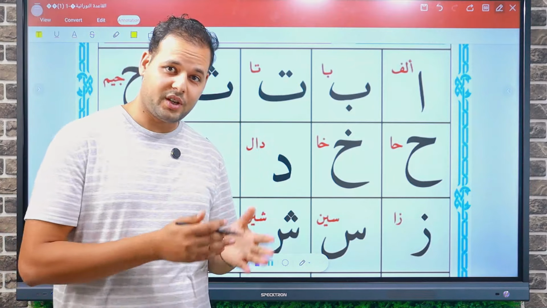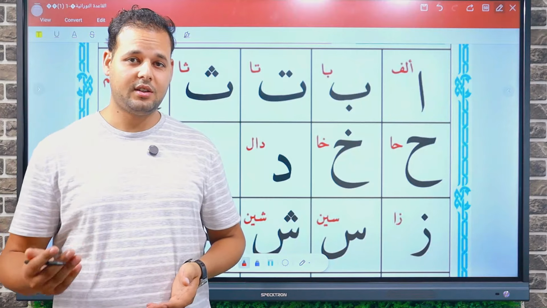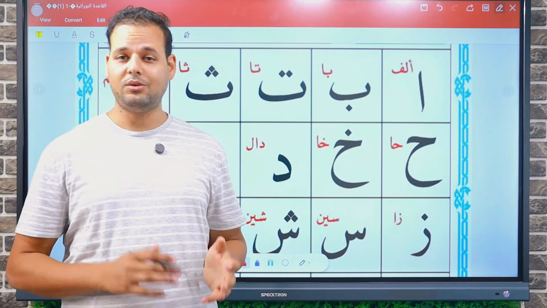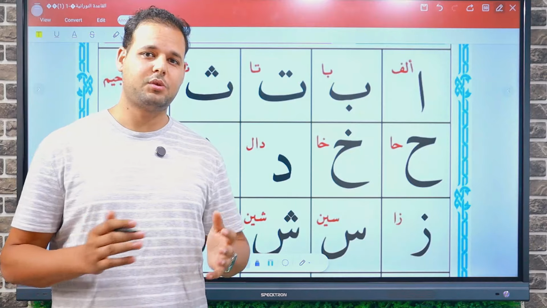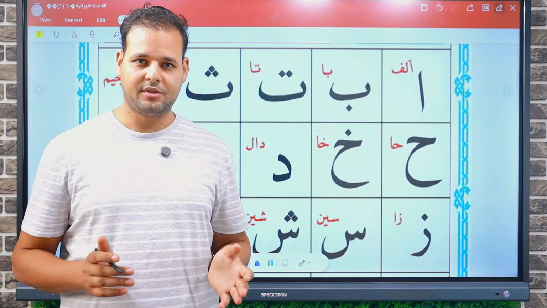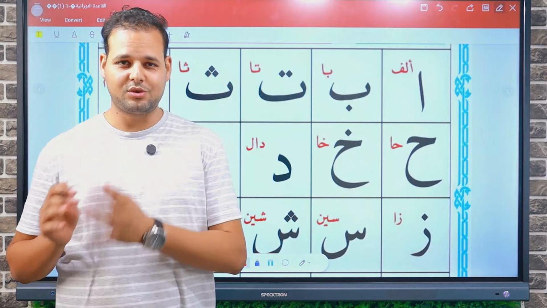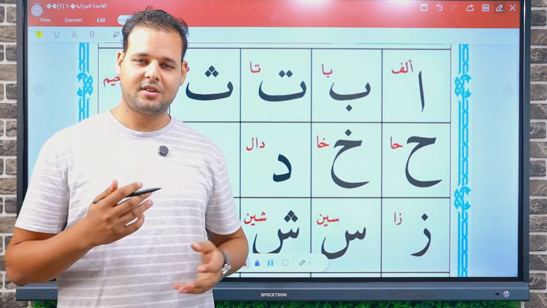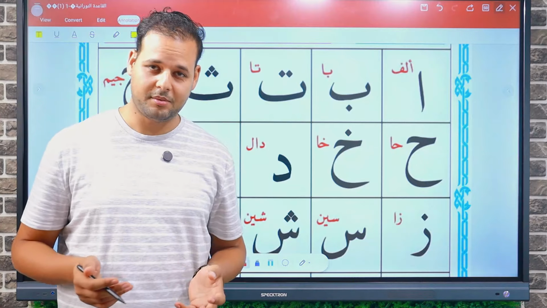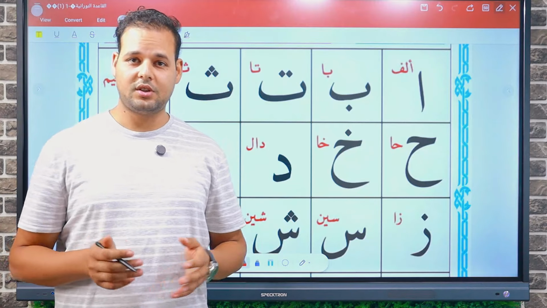If you are going to do it correctly, you have to pronounce the light letters light and the heavy letters heavy. And how to differentiate between both of them is very simple. Heavy letters, you will know that it's heavy. Light letters, you will also know that it's light, depending on how we are going to pronounce them. Right now, we are going to study the alphabet.